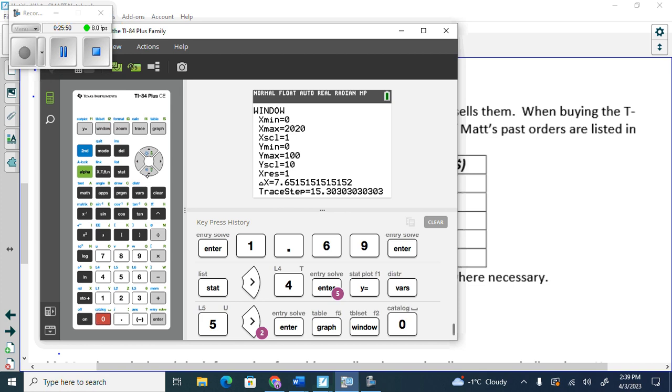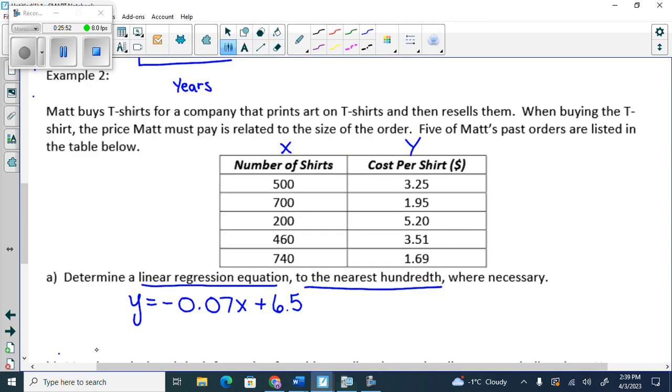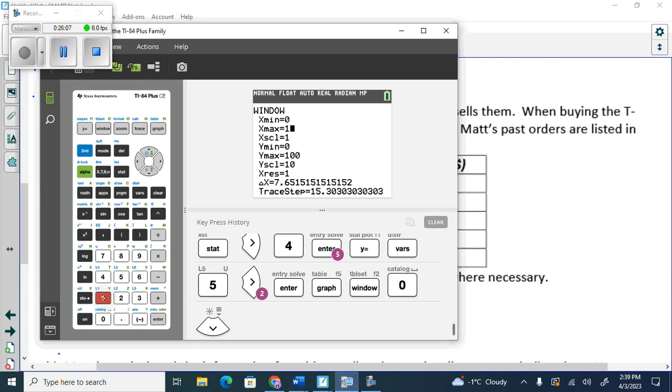Perfect. Then I go to my x max. What's the highest number of shirts that's here that he bought? 740. I always go for double. So I'm going to do, double would be a little less than 1,500, right? It'd be 1,480. I'm going to do 1,500. Okay? I double. So I'm going to go to 1,500.